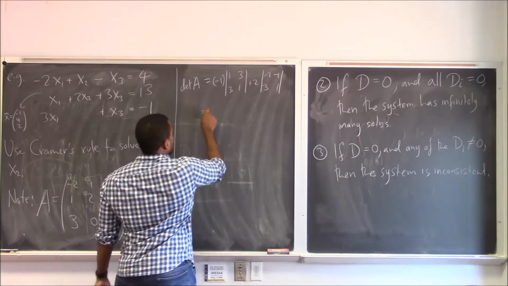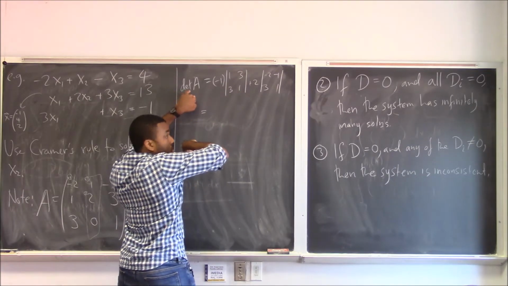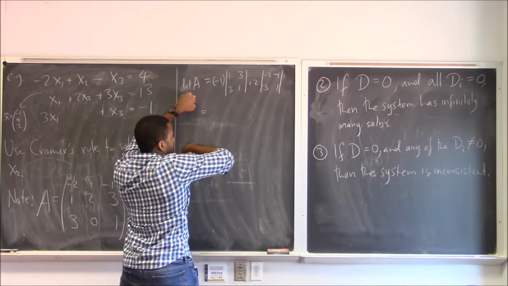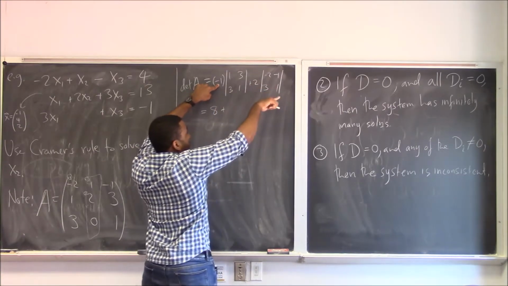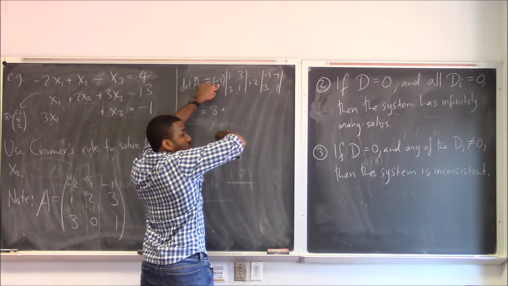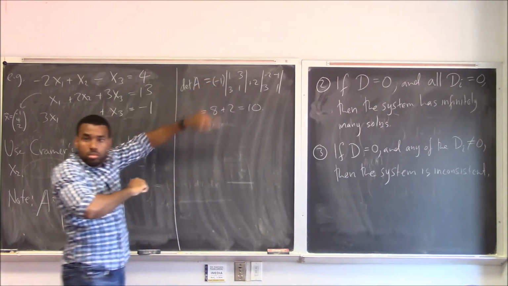Right? So this is going to be 1 minus 9, so that's minus 8 times minus 1, that's plus 8. This would be minus 2 plus 3, this is 1, so this should be 10, right? Everyone agree there?